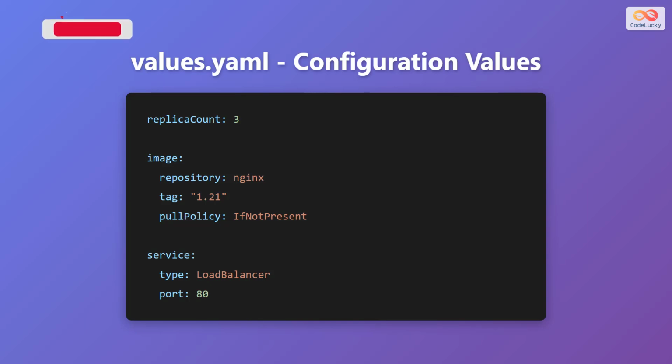The values.yaml file is where you define default configuration values for your application. Here's where the power of Helm really shines. Instead of hard-coding values in your Kubernetes manifests, you define them here. For example, replica count specifies how many pod replicas to run. Under the image section, you define the container repository, tag, and pull policy. The service section configures how your application is exposed, including the service type and port number. These values can be easily overridden for different environments without modifying the actual template files.